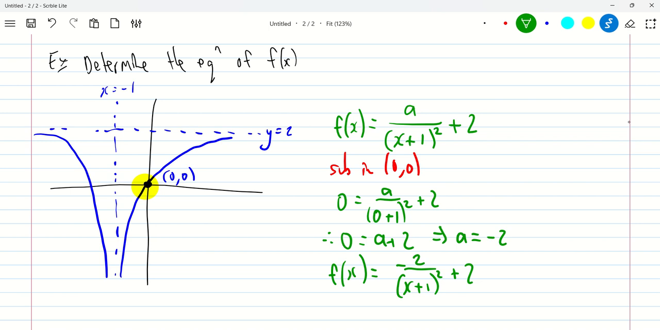Now, does that make sense? We've got a negative value for a here, and yes, it's an upside down curve, so that makes sense. That would seem correct. Hope that makes sense.